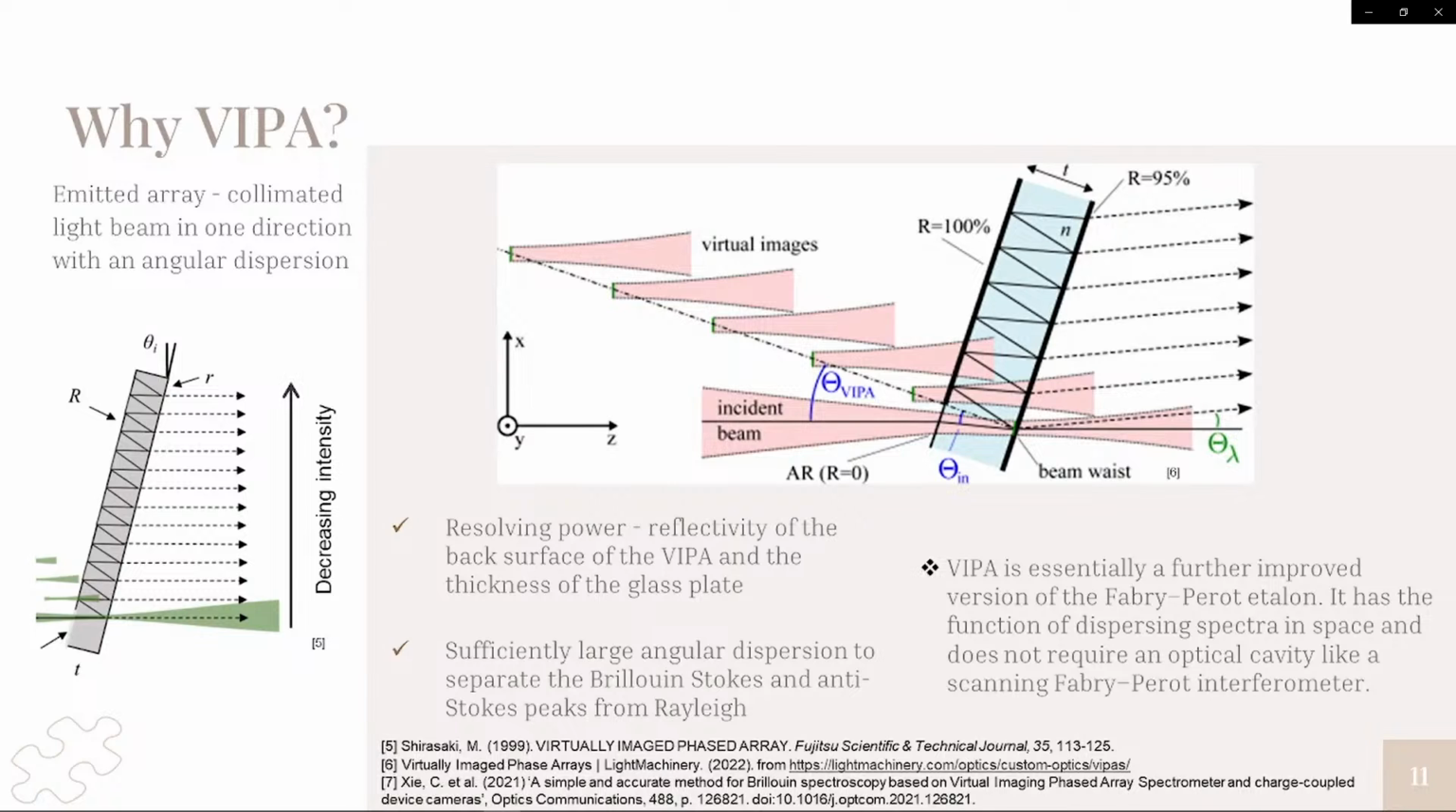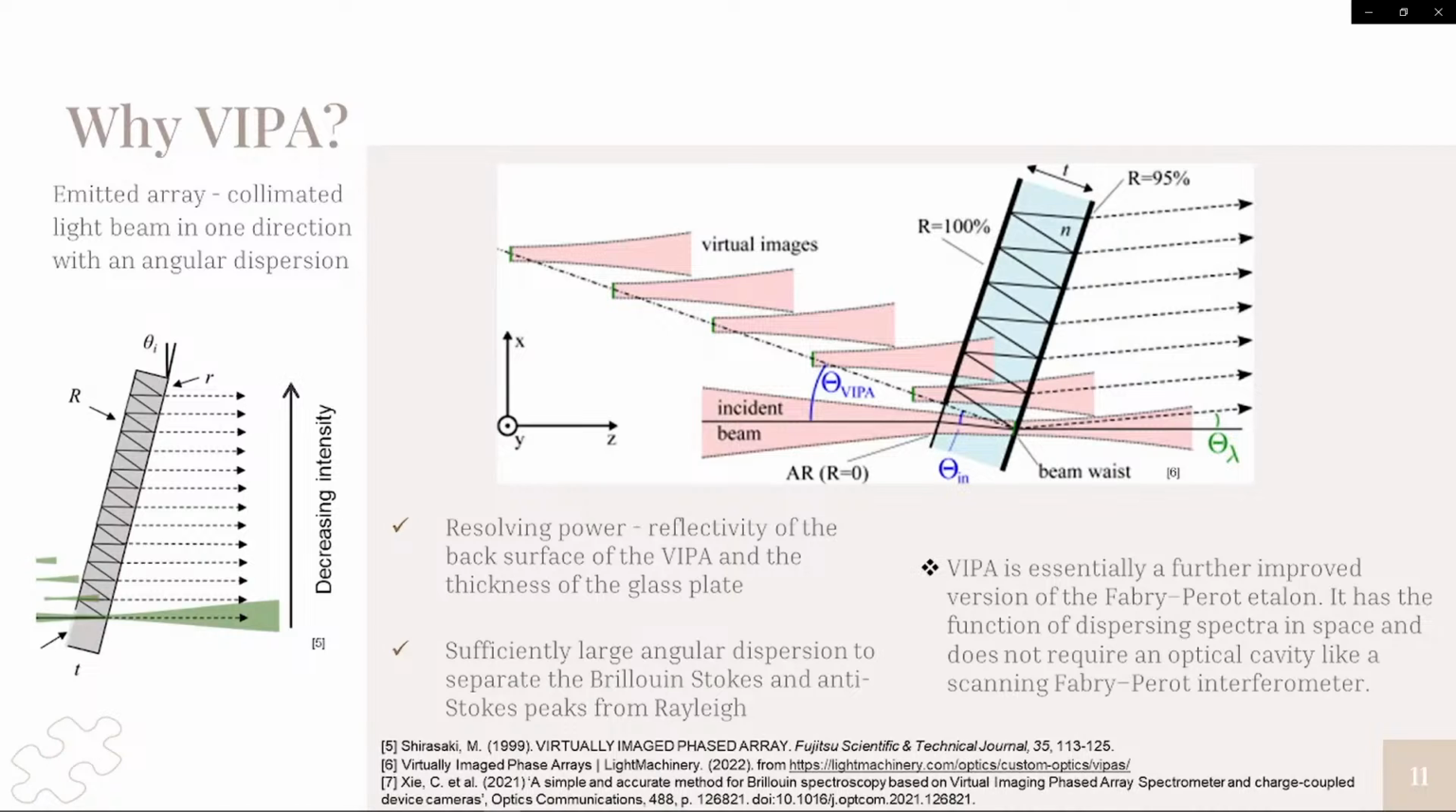And second, the resolving power or the reflectivity of the back surface of the VIPA is dependent on the thickness and on the material used. So that's something that you can choose based on your system. It also provides a sufficiently large angular dispersion, which separates the Brillouin Stokes and anti-Stokes peaks, which is what you want in your system. So the VIPA is definitely an easier solution than the Fabry-Perot.